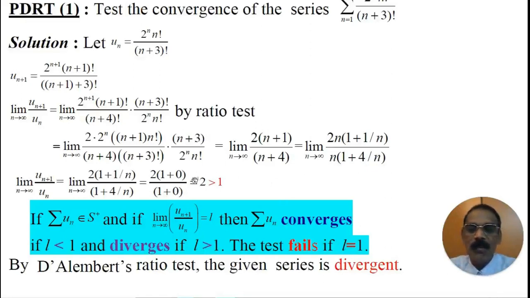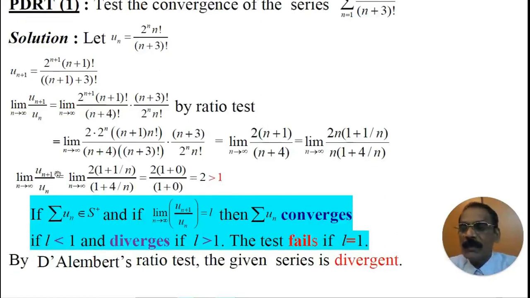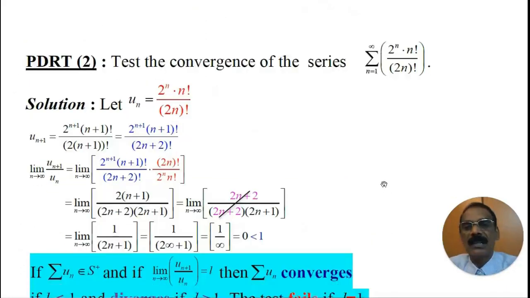But here, what is the value of L? The L value is greater than 1. What is the limit of un plus 1 by un here? It is 2. That is, the L value is 2, greater than 1. And hence, by the statement of D'Alembert's ratio test, the series must diverge, because the statement says that whenever the limit is greater than 1, the series must diverge. Therefore, by D'Alembert's ratio test, the given series is divergent.